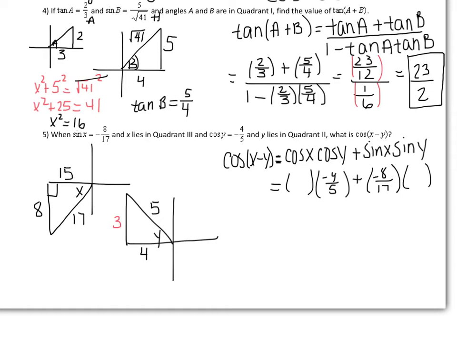Now notice how I didn't put in the negatives. The negatives just tell you placement. Remember, AST, that means tangent's positive there. AS means sine is positive there. So now we have the information, we can go ahead and plug in what we know.